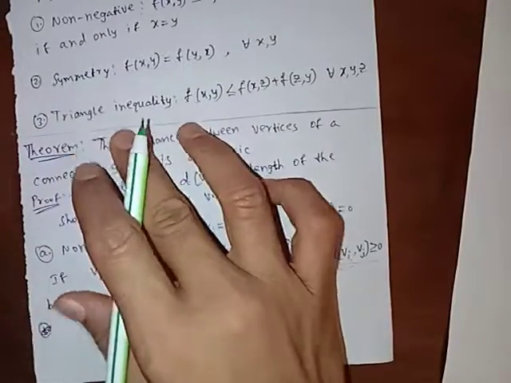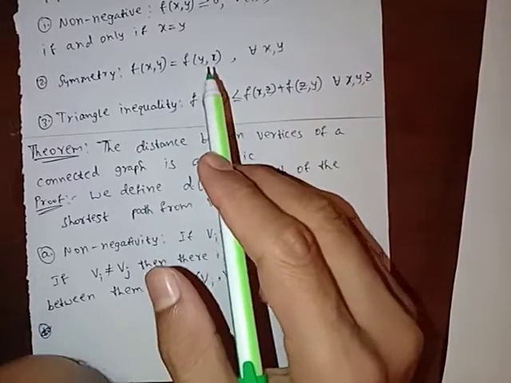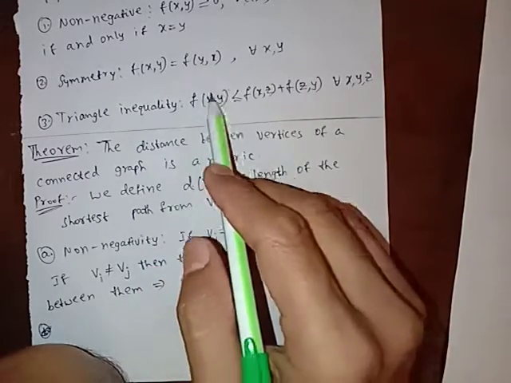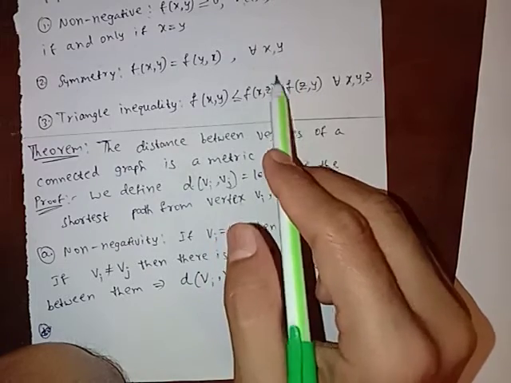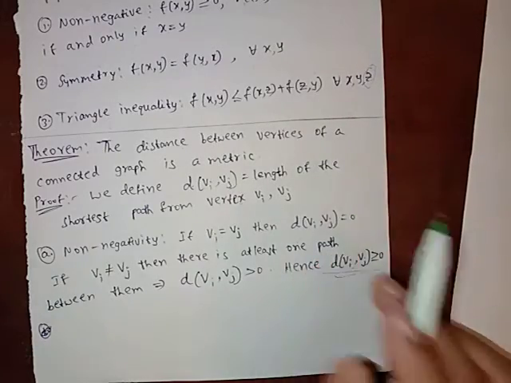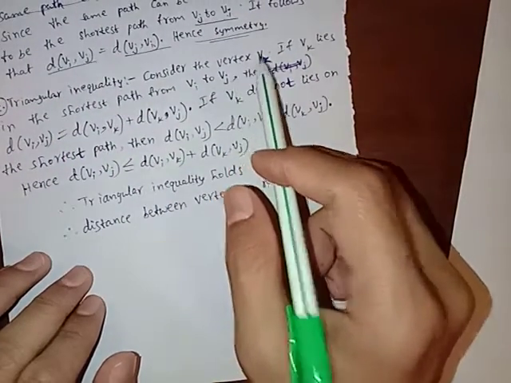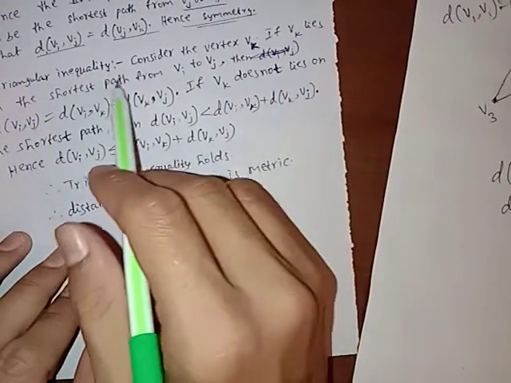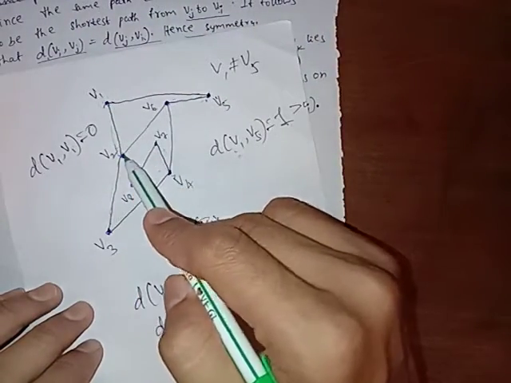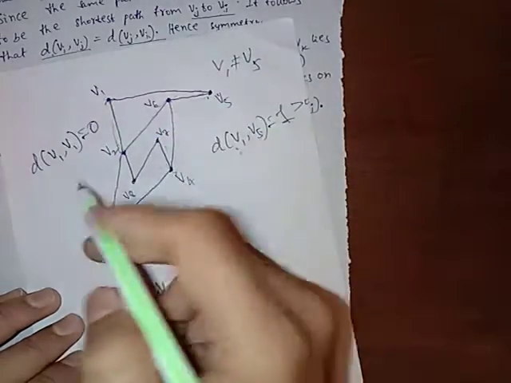And the last property is the triangle inequality. What is the triangle inequality? f of xy is less than or equal to f of xz plus f of zy for any z. Now consider a vertex vk. Suppose vk lies on the shortest path of vi and vj. Consider vertex v2 here, which lies on the shortest path from v1 to v6.